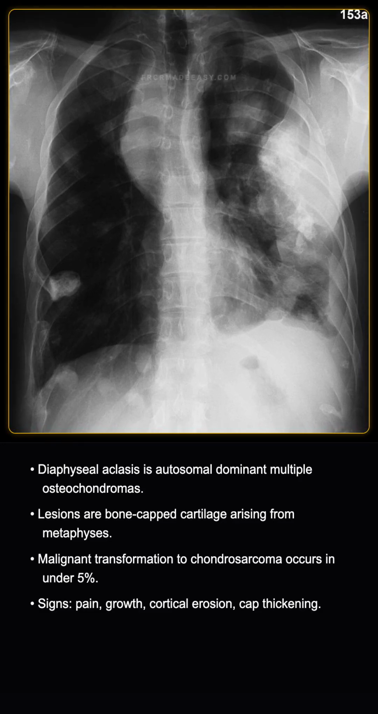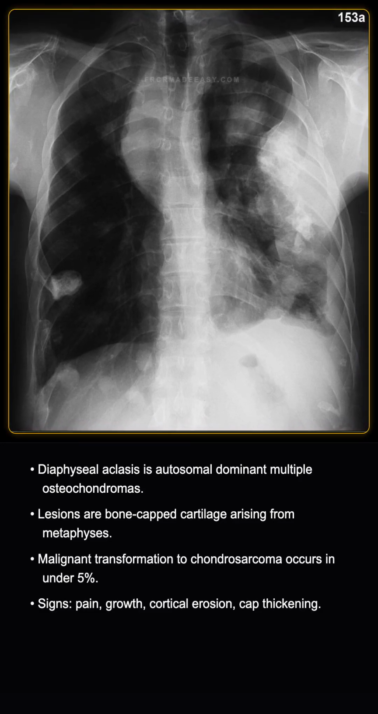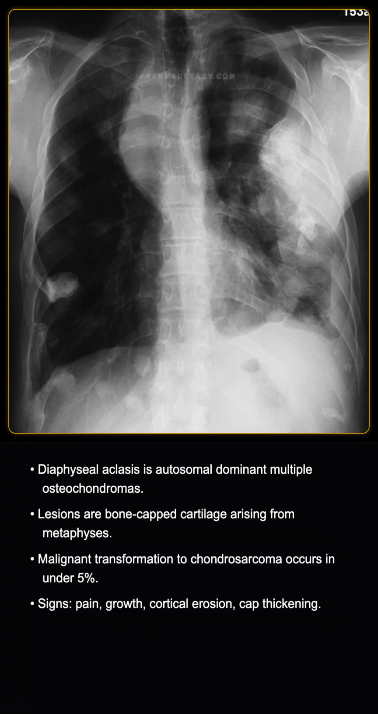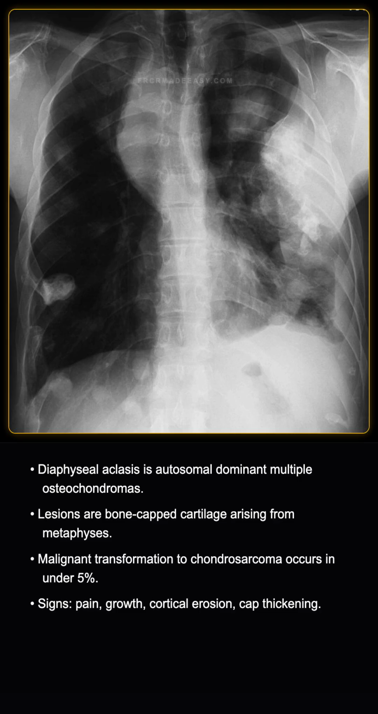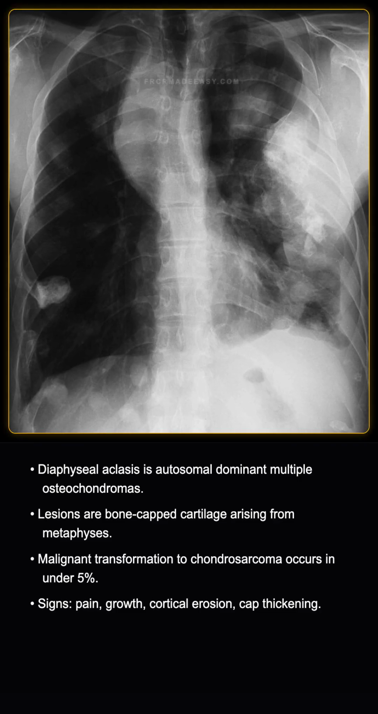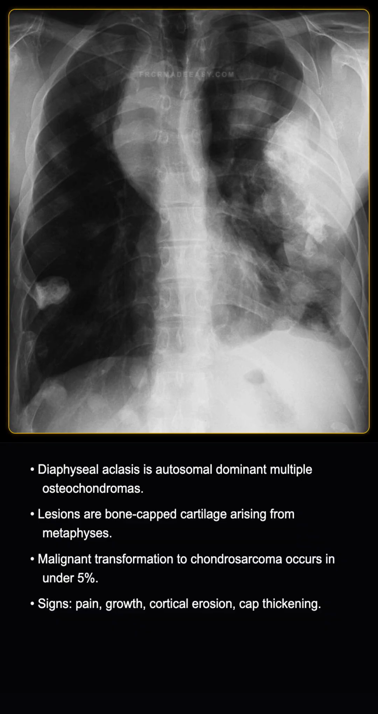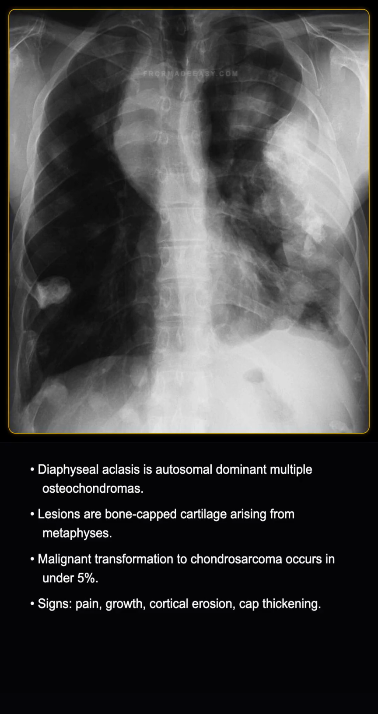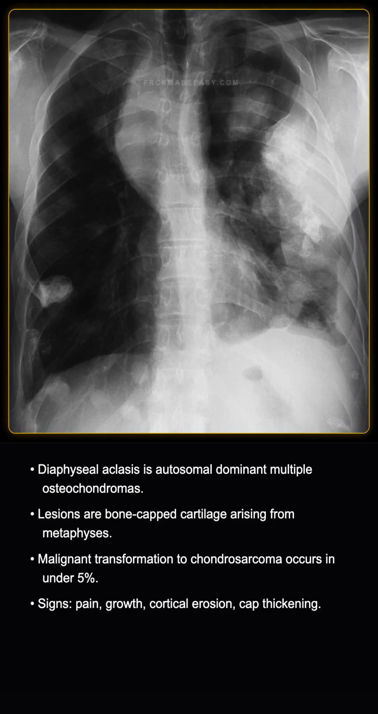Although benign, osteochondromas can undergo malignant transformation into secondary chondrosarcomas or osteosarcomas in less than 5% of cases. This malignant degeneration typically occurs after skeletal maturity and is characterized by new-onset pain, growth of the lesion, cortical destruction, and thickening of the cartilaginous cap.